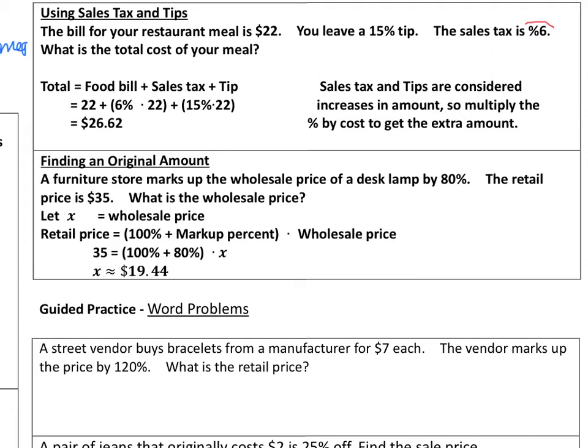So your equation would be food bill plus sales tax plus tip. So when you take $22 plus 6% times the food bill plus 15% times the food bill again to get $26.62. The sales tax and tips are considered increases in amount, so you need to multiply the percent by the cost to get the extra amount, okay? This is just a side note.